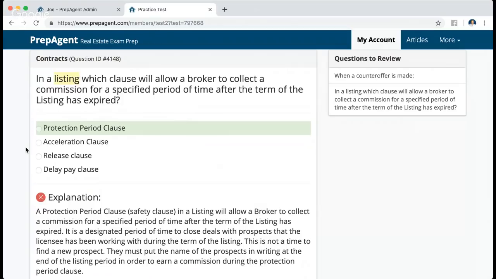It's a time to close deals with people you've been working with after the listing expires, okay? It is not a time period to find a new buyer. So if I find Bob one day before the listing expires, I give that name to the seller. Like, look, I got Bob here. Bob comes back 3 days later and closes the deal. You're fine because it's within that safety clause period, that protection period clause time zone. Okay, that is not a time to find a new buyer. It's a time to close deals with buyers you've been working with during the term of the listing.